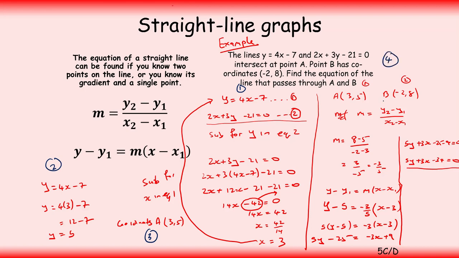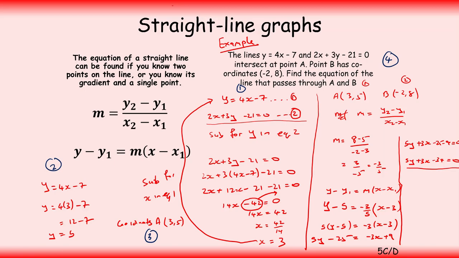So we found A and B, and then we used our equation to find the gradient, and once we found the gradient as minus 3 over 5, we found y equals mx plus c in general form. Good. So make some notes, and when you're ready, we shall move forward.